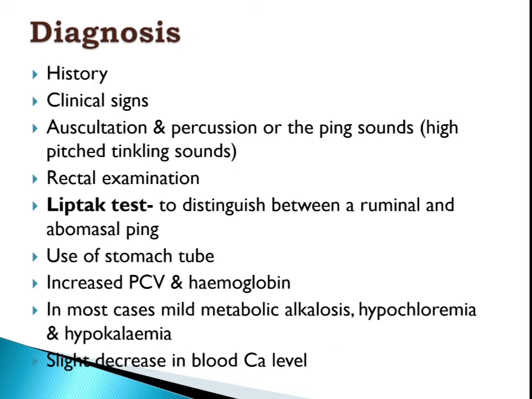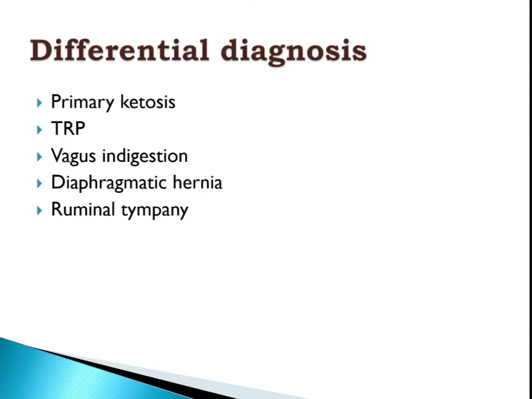There will be increased PCV, packed cell volume, and hemoglobin. In most cases, mild metabolic alkalosis, hypochloremia, and hypokalemia may be seen. There will be slight decrease in blood calcium level. The condition should be differentially diagnosed from primary ketosis, traumatic reticulopericarditis, vagus indigestion, diaphragmatic hernia, and ruminal tympany, as all these diseases have similar signs and symptoms with displacement of abomasum.